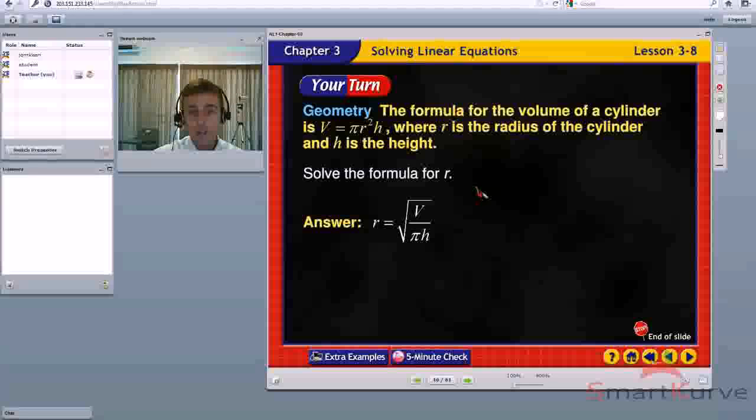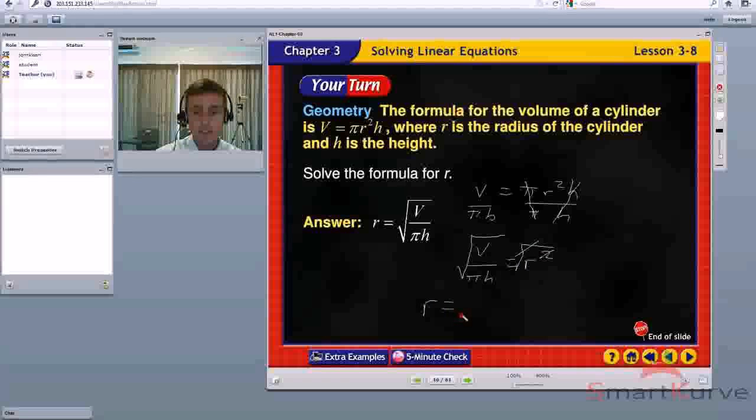So the first thing we do is divide pi r squared h by pi h. The pi cancels out, the h cancels out, and you have volume over pi times height equals r squared. Now, if you square root both sides, what you do to one side, you must do to the other. That cancels out, and you have the radius equals the square root of the volume divided by pi times height.